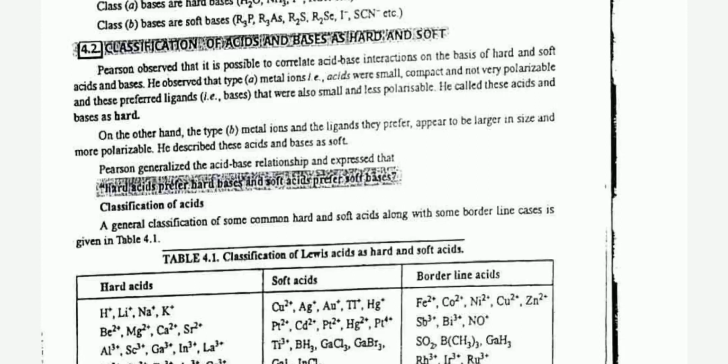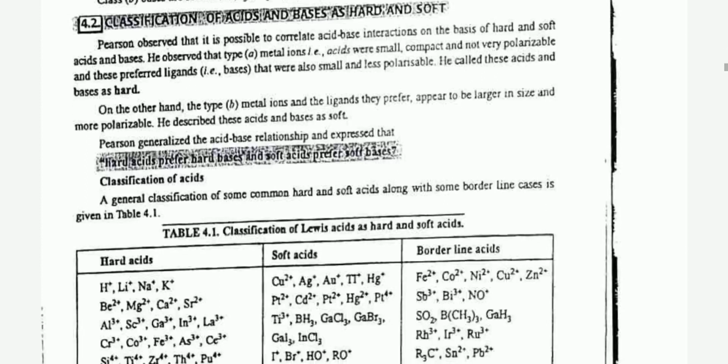4.2 Article: Classification of acids and bases as hard and soft. Pearson observed that it is possible to correlate acid-base interactions on the basis of hard and soft acids and bases. He observed that type A metal ions, that is, acids, were small, compact, and not very polarizable, and these preferred ligands, that is, bases, that were also small and less polarizable. He called these acids and bases hard.